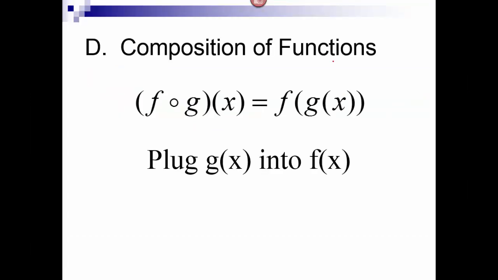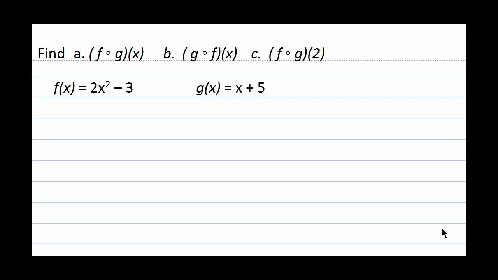Composition of functions. F of g of x is when you take g of x and you plug it into f of x. This symbol that's right here means composite function. Let's look at some examples for finding the composite function. These are not operations. It's taking one function and plugging it into the other function. So find the composite of f of g of x. So we'll start with that one.